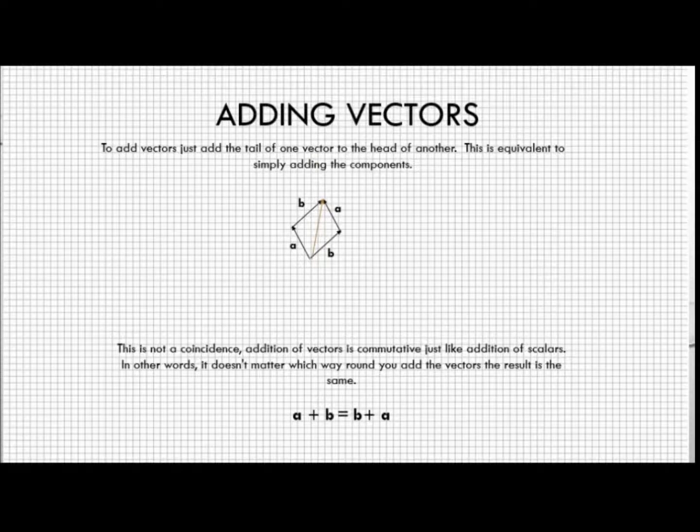Again, this is not a coincidence. Addition of vectors is commutative, just like the addition of scalars. In other words, it doesn't matter which way round you add the vectors, the result is the same. So A plus B is the same as B plus A, and that applies just as much to vectors as it does for scalar variables. And that's all there is to it with regard to the addition of vectors.